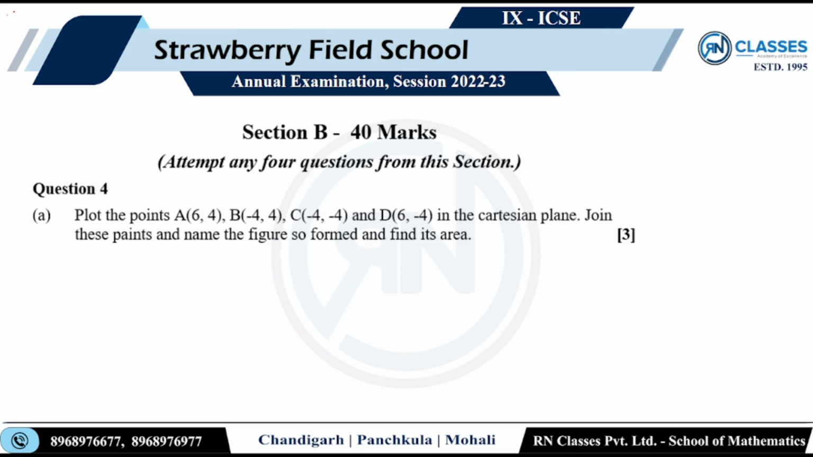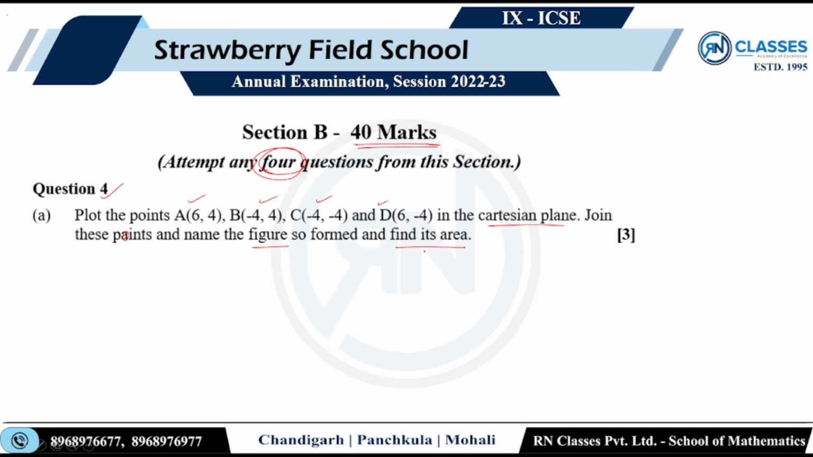Next question. Let's move on to section B. Now, section B consists of 40 marks. You have to attempt only 4 questions. Let's jump on to the very first one. Question number 4. Plot the points A, B, C, D, coordinates दिए हैं on the Cartesian plane and join the points to name the figure so formed and find its area.